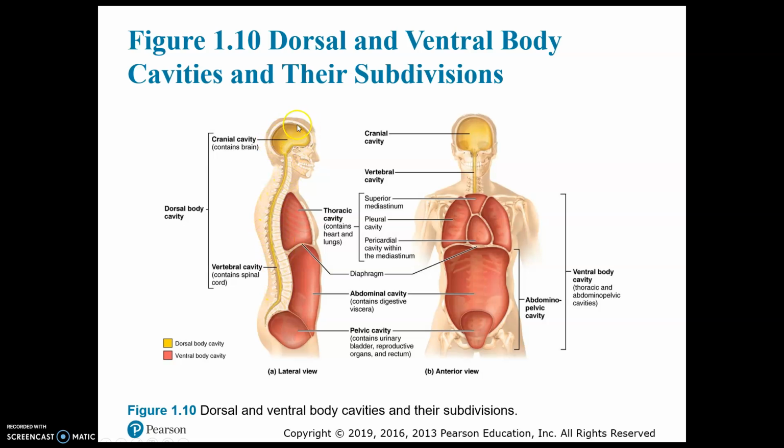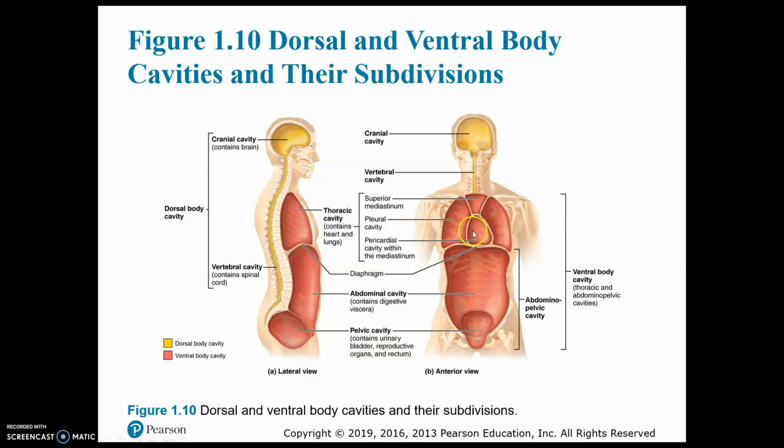But this is the dorsal body cavity, and you can see everything in yellow. Cranial cavity here containing the brain, and vertebral cavity containing the spinal cord. And over here, what you see in red is the ventral body cavity, and that's going to include the thoracic cavity, which is above the diaphragm, and then the abdominopelvic cavity, which is below the diaphragm. Let's go to thoracic cavity first.